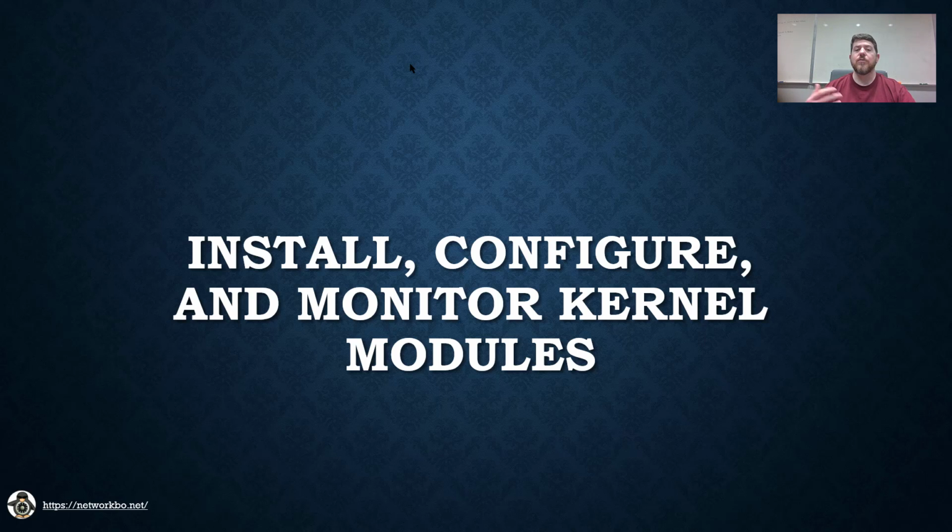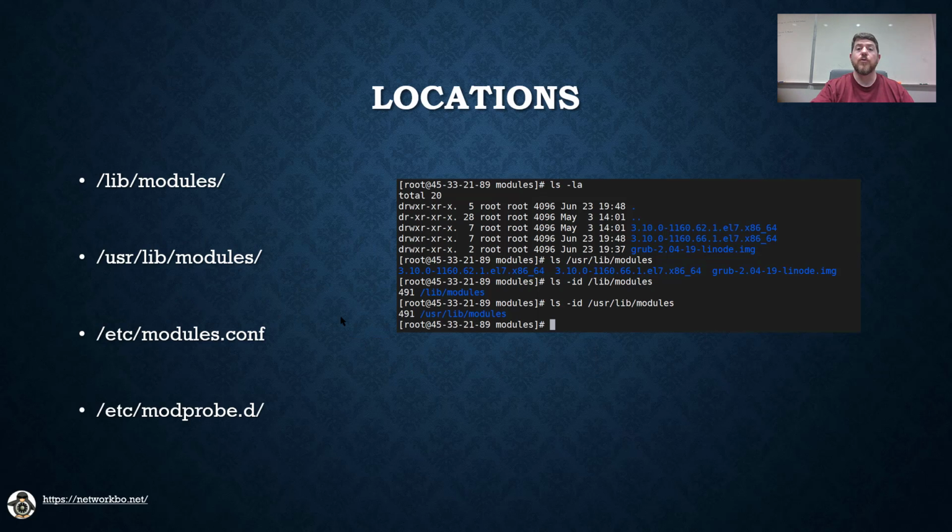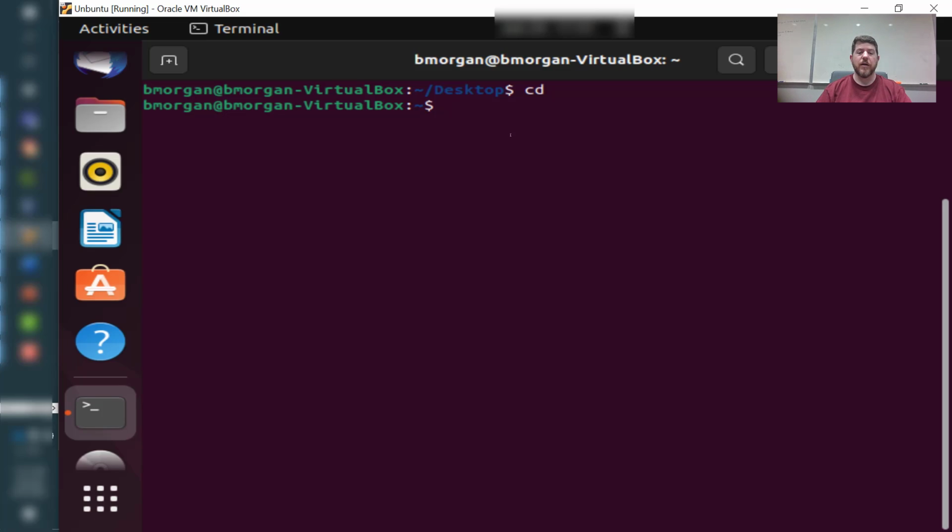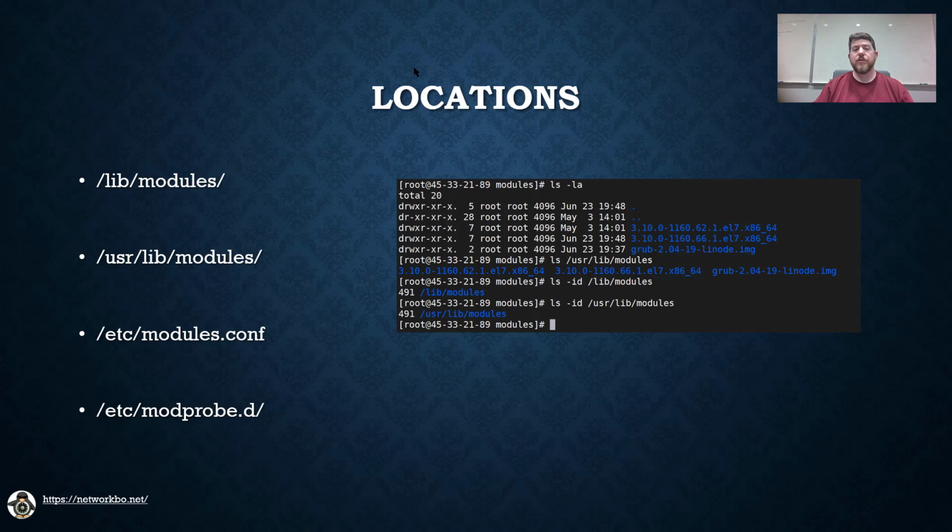Today we're going to learn how to install, configure, and monitor kernel modules. Modules that support a kernel are located in the /lib/modules directory. Each kernel on your system will have its own subdirectory here. On my Ubuntu virtual machine, I am going to do ls -l /lib/modules.